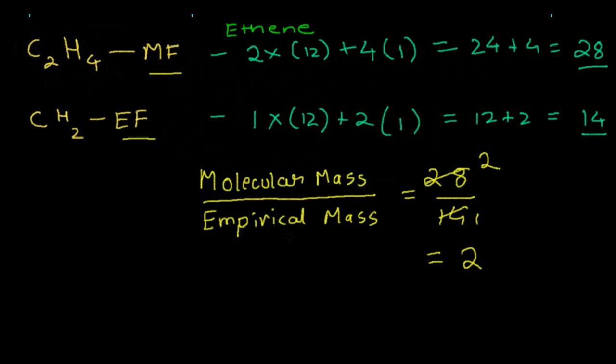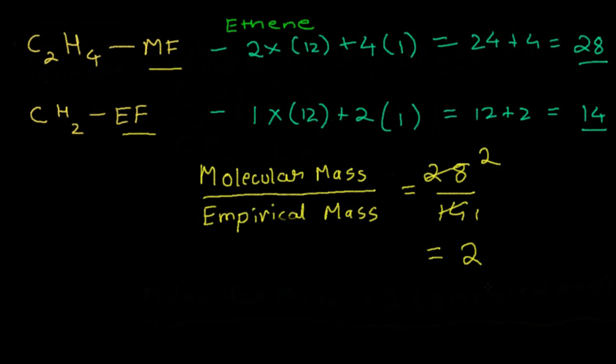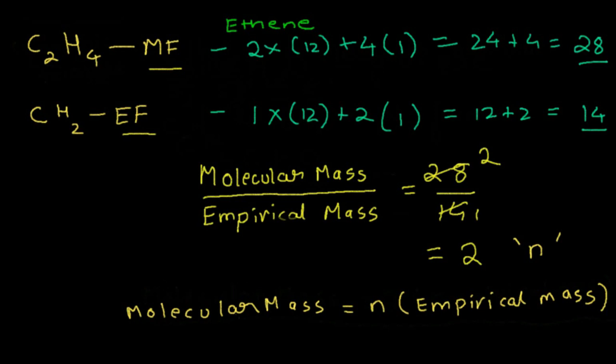So molecular mass upon empirical mass gives us a constant. The constant for ethene is 2. Now this constant will differ from compound to compound, so let's just generally call the constant n. So if we rewrite this equation, we get molecular mass is equal to n times empirical mass. So how we can use this equation is, if you know any 2 of the variables, you can find the third one.